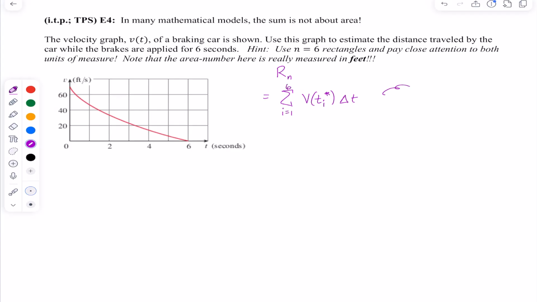Now pay close attention to the units of measure. Notice the velocity is measured in feet per second, and time is measured in seconds. So if you do your unit analysis, you're going to realize the final answer is measured in feet.